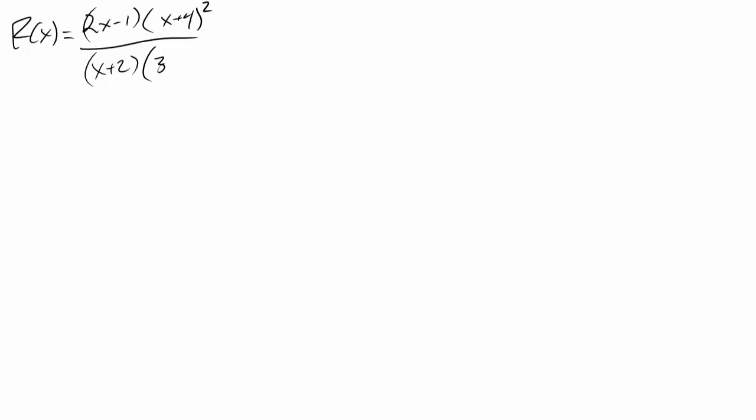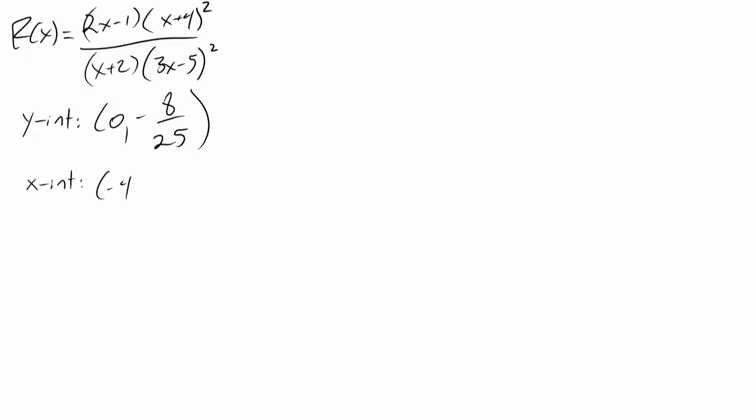Right, so now we've done all that we can, found all the relevant details, so we can start worrying about our sketch. So I'm going to rewrite all of the information we found here for our function capital R of x, which was equal to (2x minus 1) times (x plus 4) squared over (x plus 2) times (3x minus 5) squared. All right, so we found our y-intercept to be the point (0, negative 8/25). Found the x-intercepts to be (negative 4, 0) and (1/2, 0).